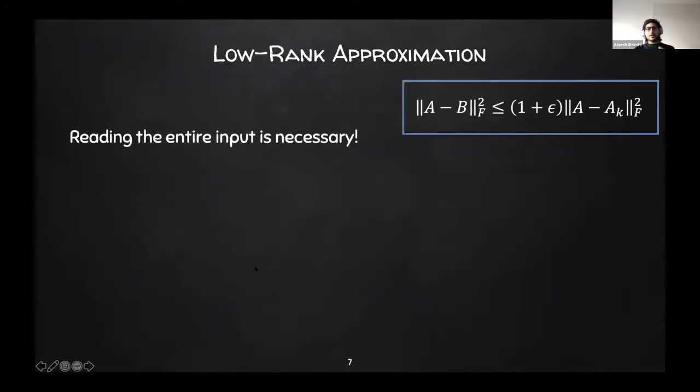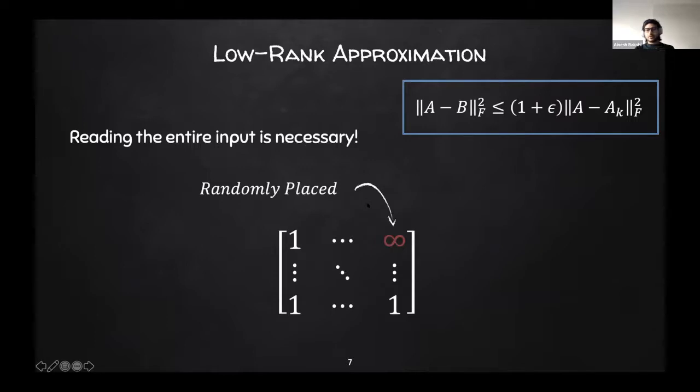Okay, and it's also not too hard to see that reading the entire input is necessary. Consider the following toy example. We have a matrix which is all ones, except one entry is really large and it is randomly placed somewhere in the matrix. The resulting matrix has rank 2. And in order to get a low rank approximation to this matrix, any non-trivial low rank approximation, we have to find where this really large entry lies. Otherwise, you'll pay error proportional to it. Okay, so the complexity of this problem is well understood when you have to read the whole matrix and there's a matching upper bound.